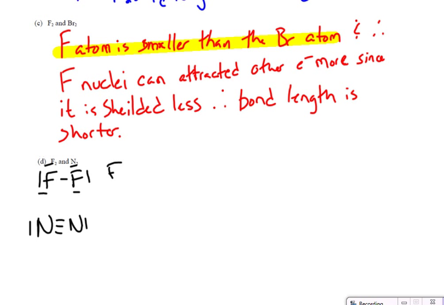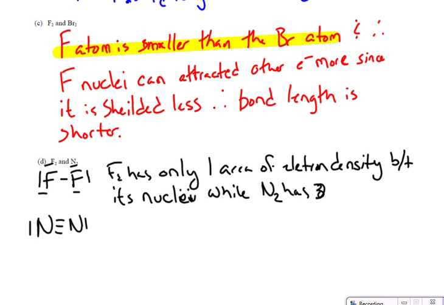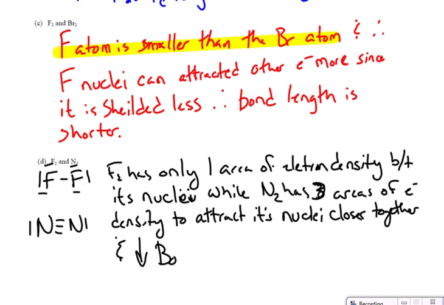So fluorine has only one area of electron density between its nuclei, while nitrogen has 3 areas of electron density to attract its nuclei closer together and decrease the bond length.